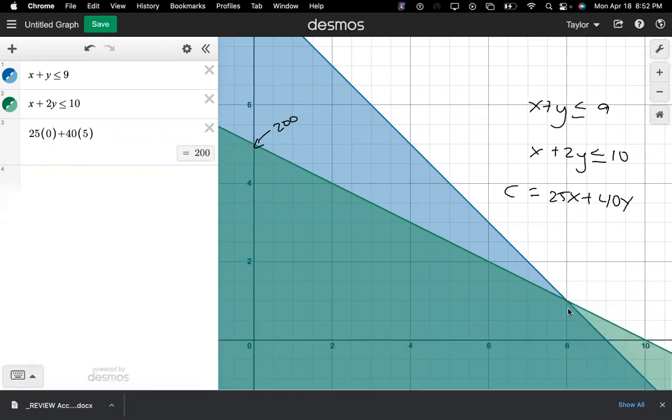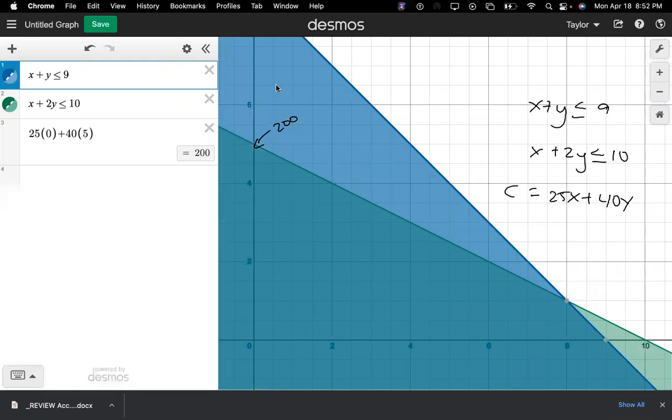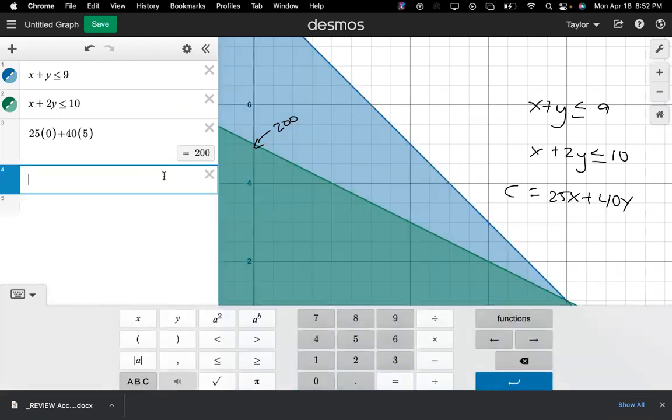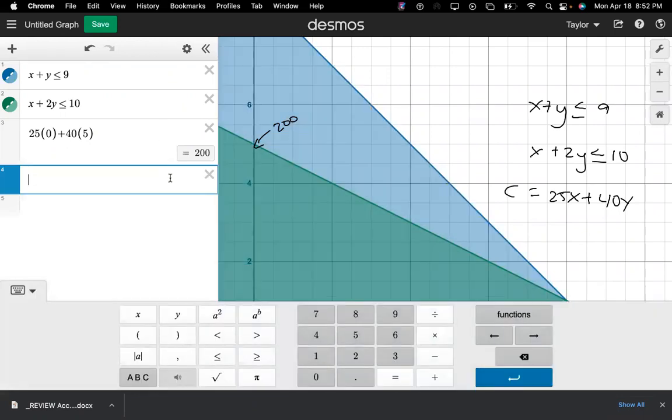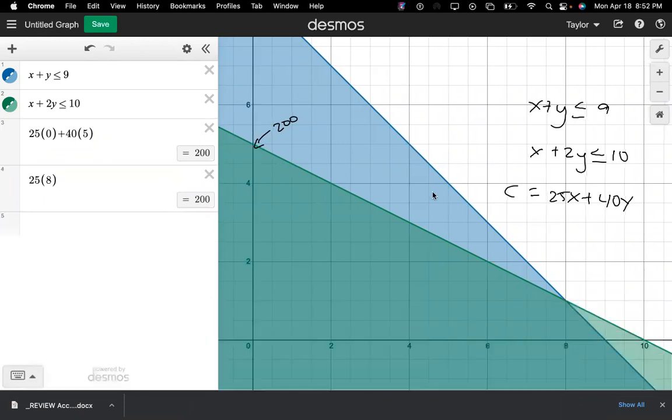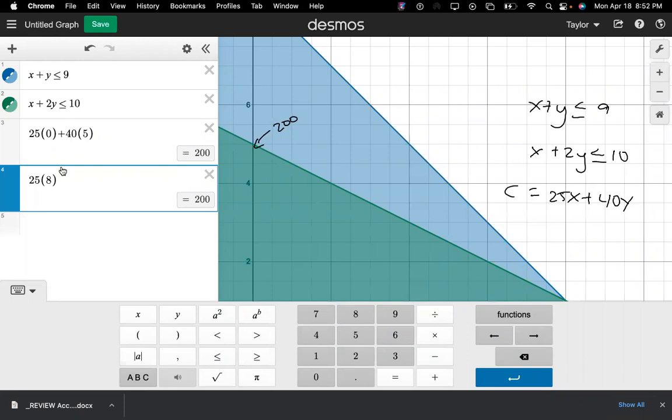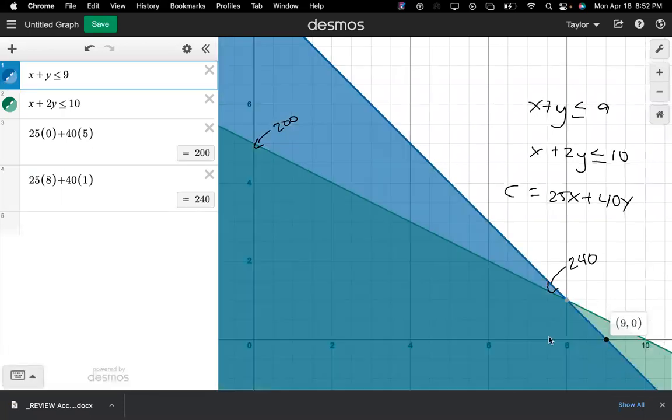Okay, so we got this point right here, which is 8,1. So we're going to take that and plug that into our constraint, or our maximize profit formula. 8, yeah. That's 40. That's 240. So we can see that this right here is going to be more than this one. So far that's that. Okay, and then our last one is 9, 0.